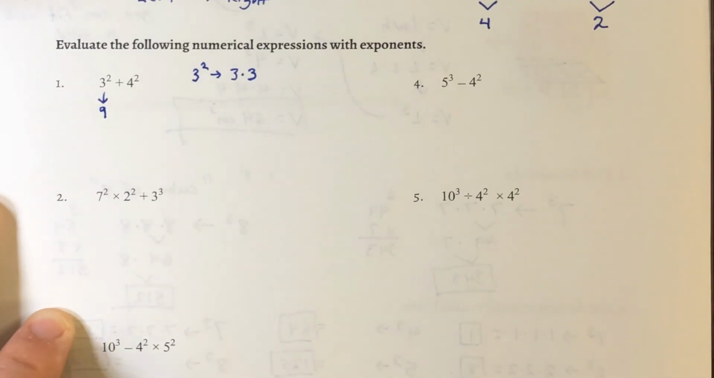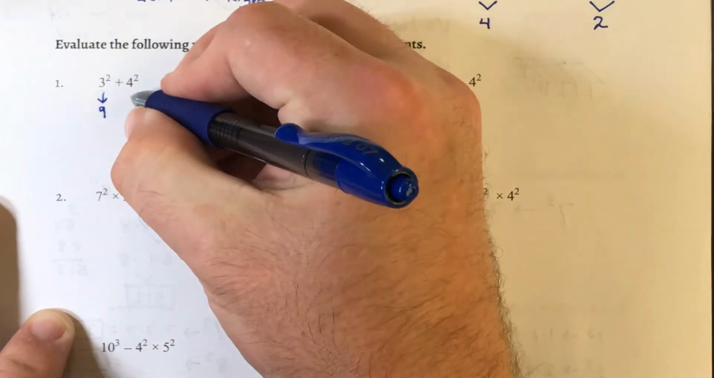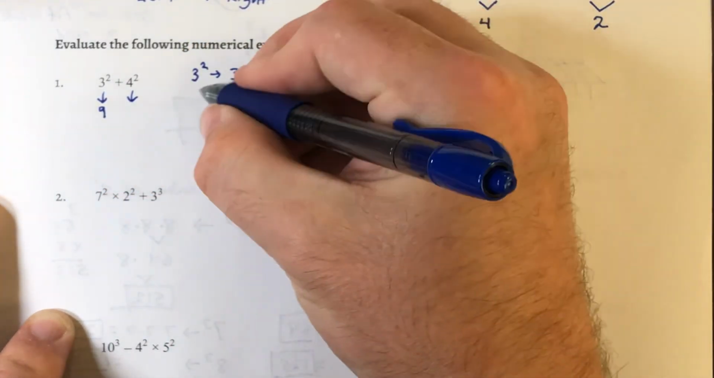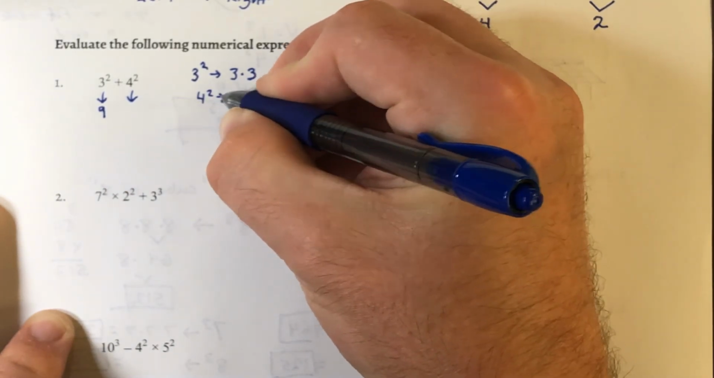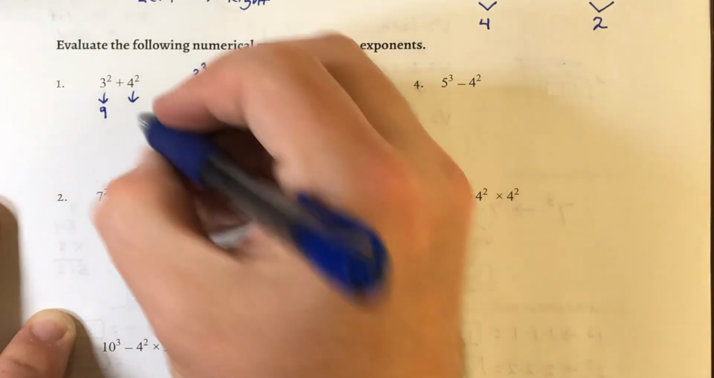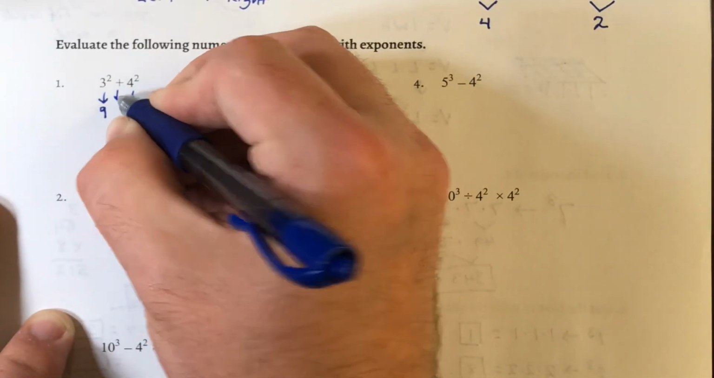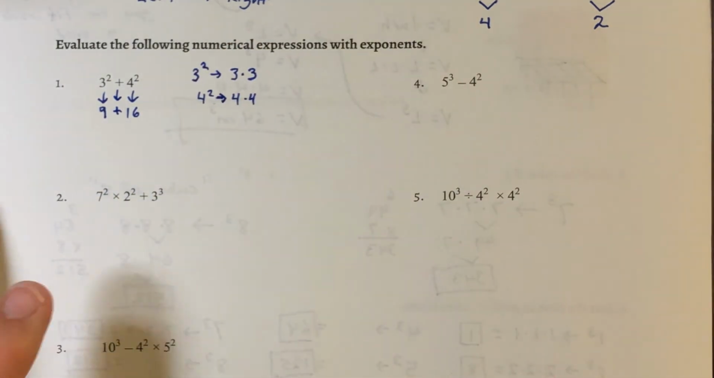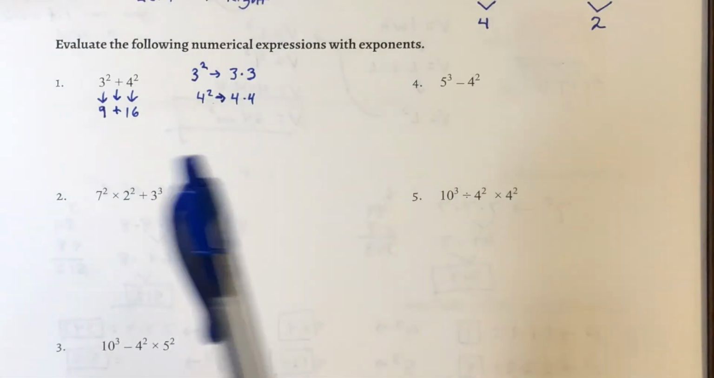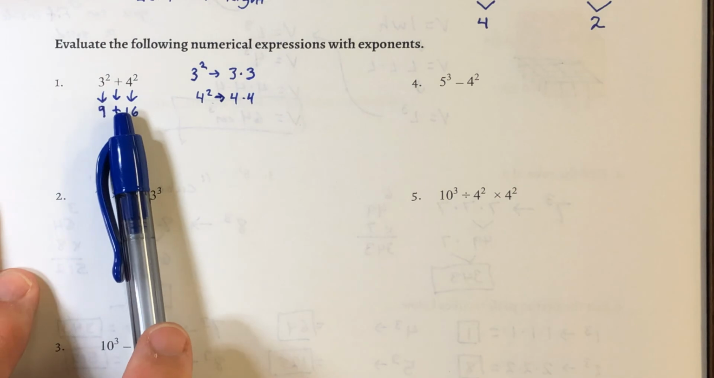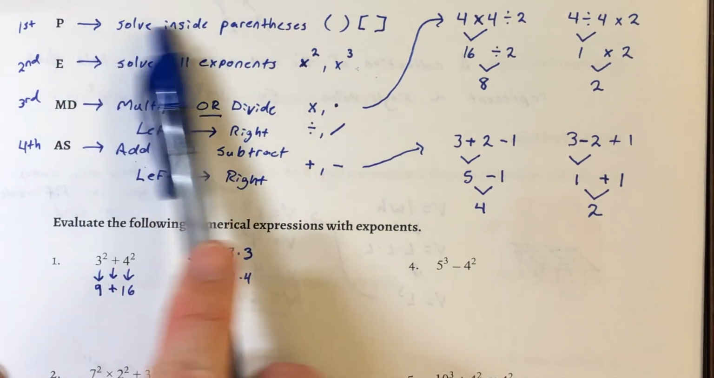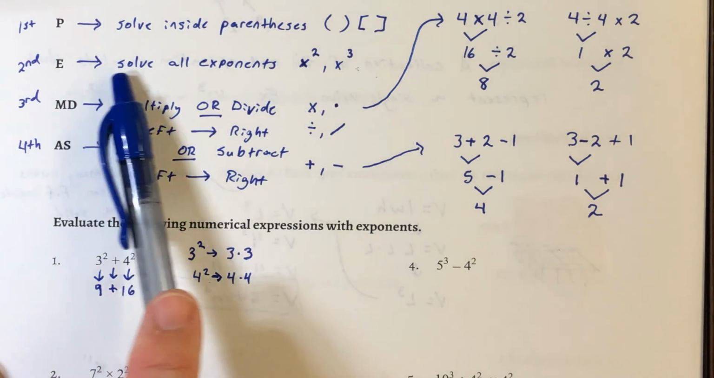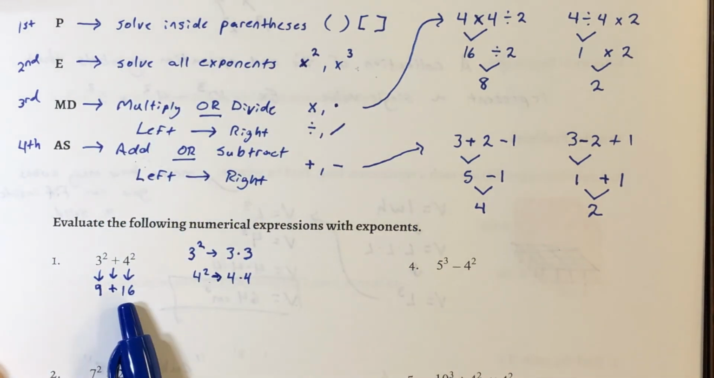Now I'm going to do it the same with 4 squared. 4 squared means 4 times 4. 4 times 4 is 16. So I write my answer right there. And I'm going to bring down my addition sign. Whenever your equations are larger, you're going to need to make sure that you go through the whole process over and over just to double check. So are there any parentheses? No. Are there any more exponents? No, I did them all.